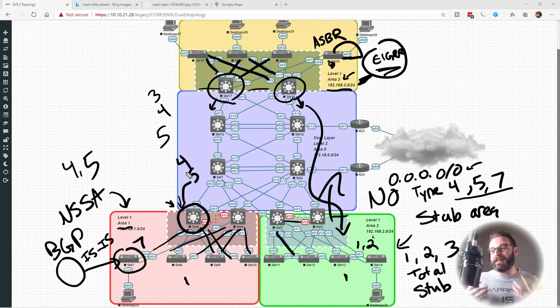So these are the area types in an area design, how we can actually break apart the OSPF database and help it scale a little bit beyond that, adding in area types like stubs, total stubs, and not-so-stubby areas into the mix as well. So that's been understanding the area types of OSPF.